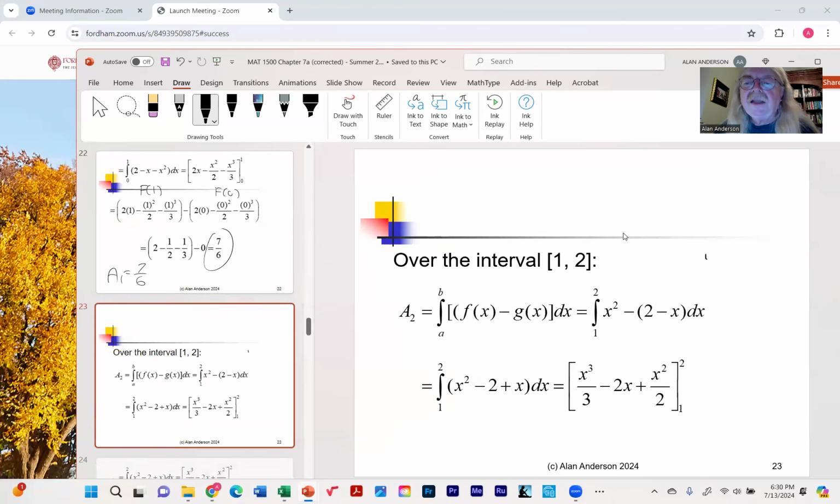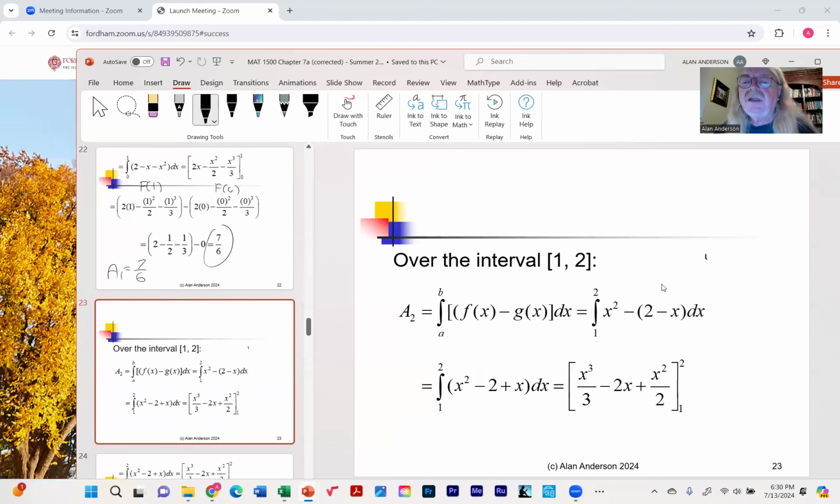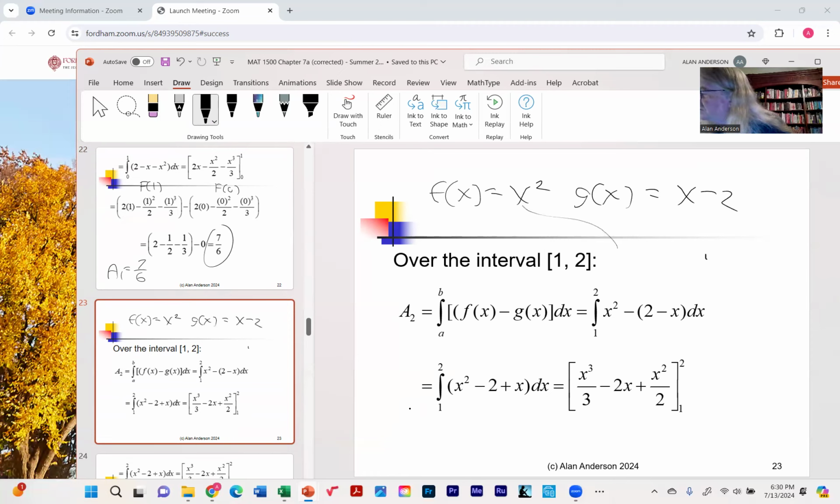Then what about A2? Now remember, this is the range between 1 and 2, the red area, where all of a sudden this time f of x is on top. So remember that f of x is x squared and g of x is x minus 2. So here we have f of x, and from that, oh, sorry, I copied wrong. This is 2 minus x. Okay. Now, of course, once you distribute the negative sign over these two terms, we end up with x squared minus 2 plus x.